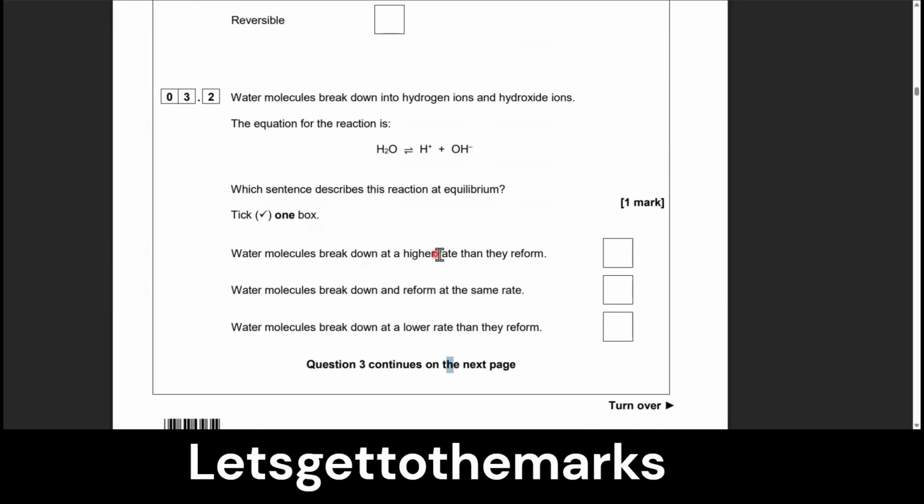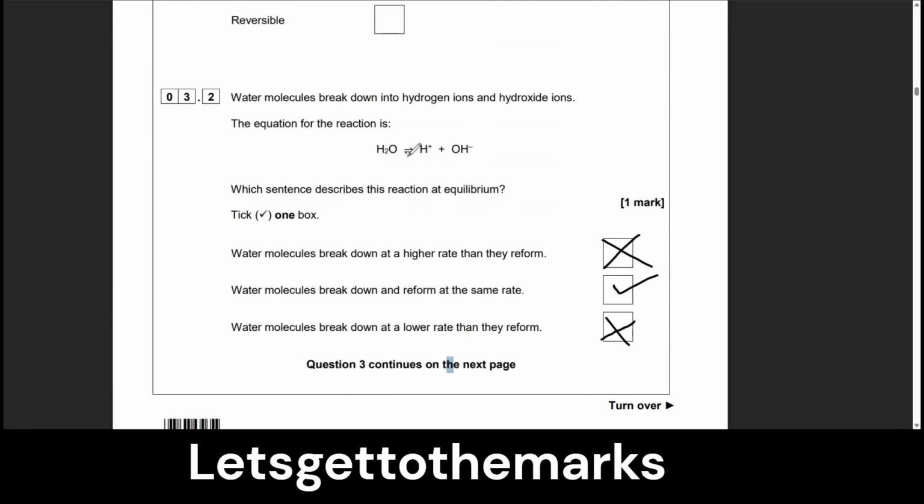Water molecules break down at a higher rate than they reform? Well, that wouldn't be equal, would it? So that's not equilibrium. Water molecules break down and reform at the same rate. That sounds pretty equal to me. Let's check the next one. Water molecules break down at a lower rate than they reform. No, that wouldn't be equal.